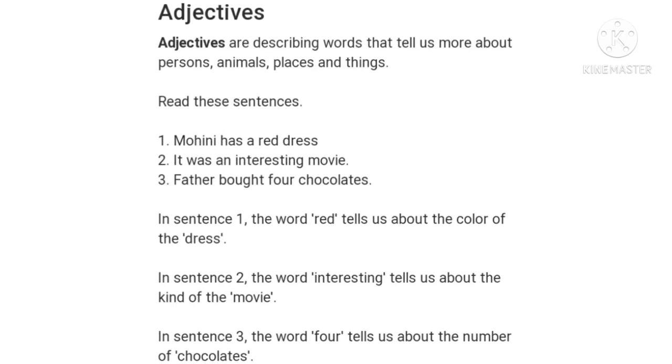For example, suppose I say, first sentence, Mohini has a red dress. Second sentence, it was an interesting movie. Third, father bought 4 chocolates. So here in the first sentence, which one is the noun? Yes, it is dress. So the word red tells us about the color of the dress. In the second sentence, the word interesting tells us about the kind of the movie. And in the third sentence, the word 4 tells us about the number of chocolates, that is the noun. So which are the adjectives? Yes, red, interesting and 4 are the adjectives.